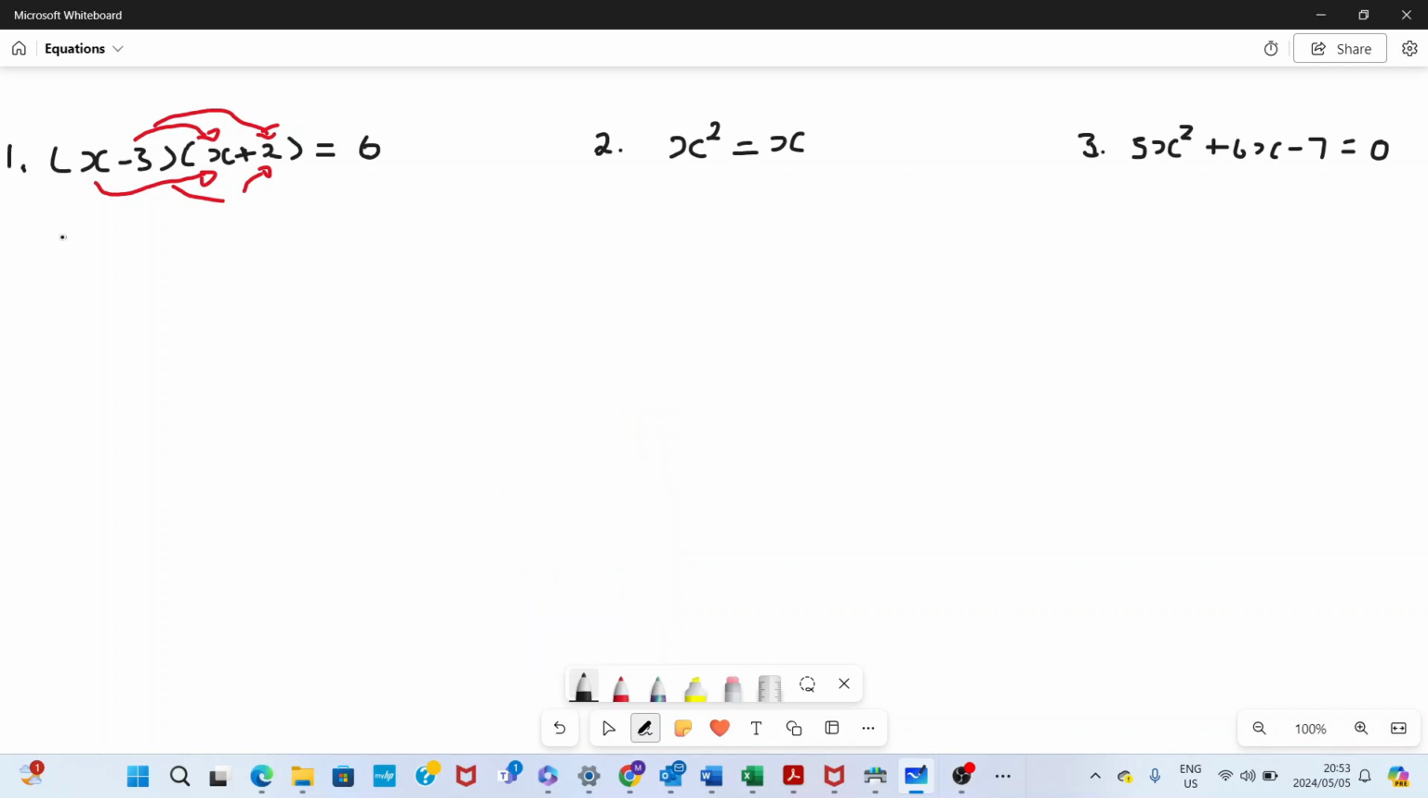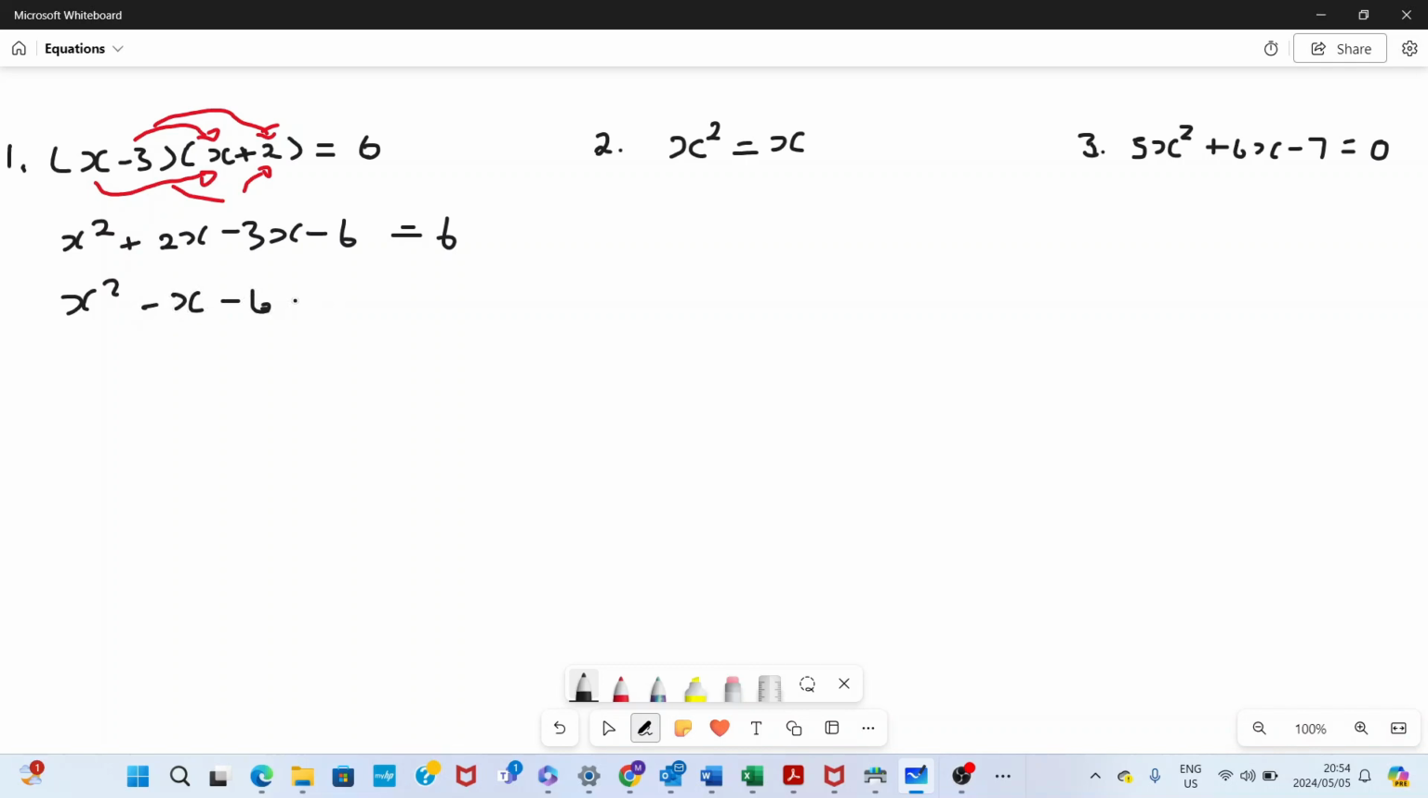So this would give us x squared plus 2x minus 3x minus 6, which is equal to 6. So x squared plus what's here? If you say 2x minus 3x, that's going to give you a negative x. So we need to have a negative here. So this is going to give us negative x, so this is going to be negative x minus 6.